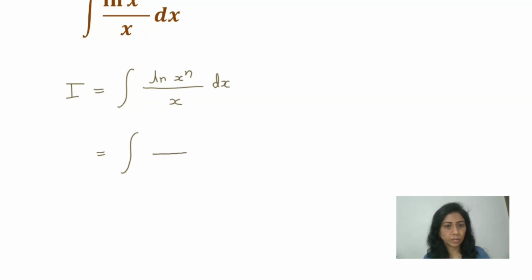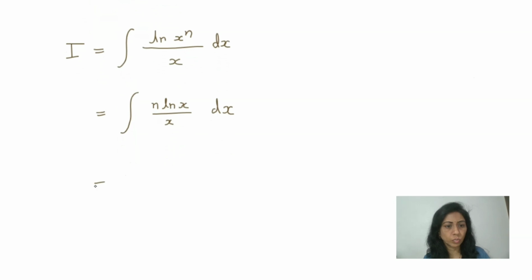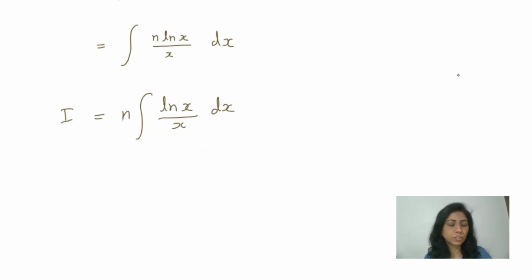So it becomes n ln x dx. And n is a constant, so we can write it outside the integration: ln x divided by x dx. This is I. So we can substitute ln x as a variable.